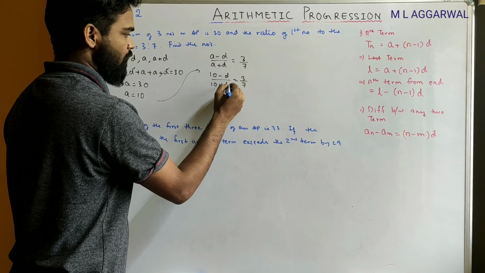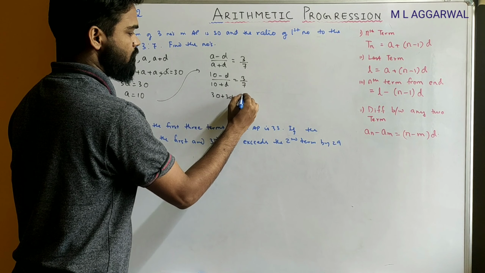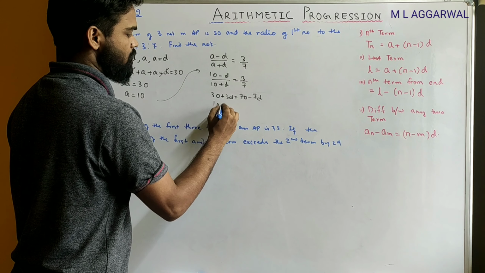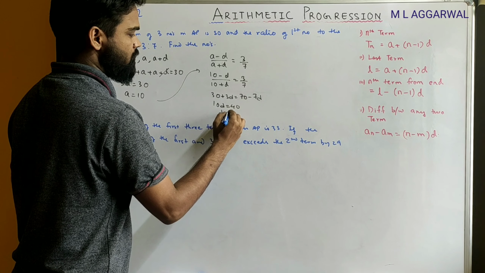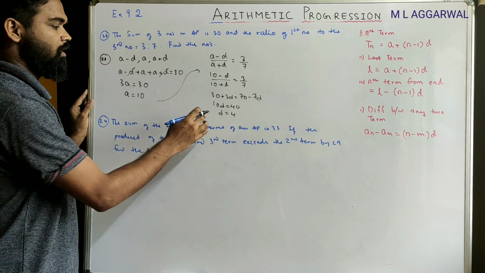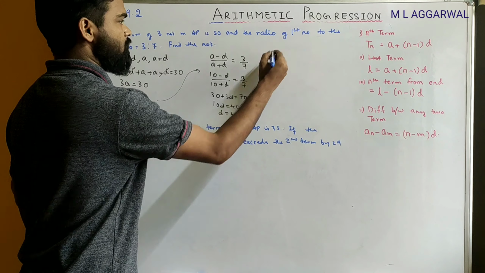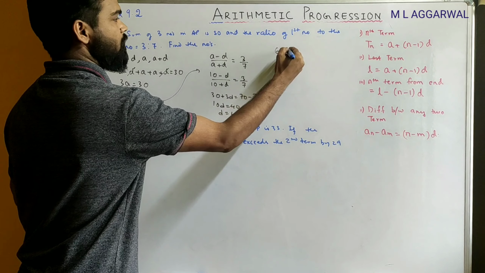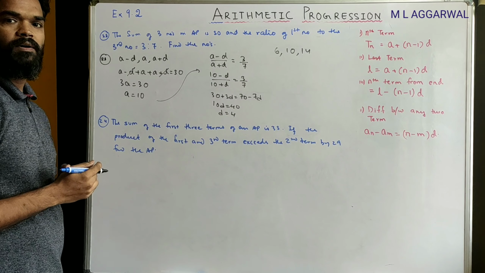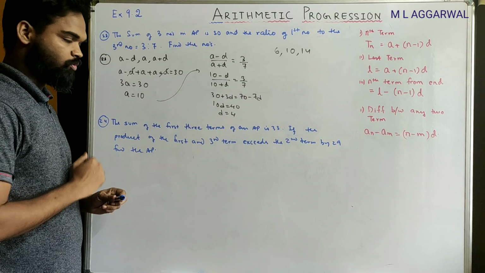So you cross multiply, so this is 30 plus 3d equals 70 minus 7d, which is 10d equals 40, which means d equals 4. Am I clear? So you got d as 4 and a as 10. So your numbers are 10 minus 4, that's 6, 10 and 10 plus 4, that's 14. Clear? Now look at the last sum for this exercise, sum number 24.